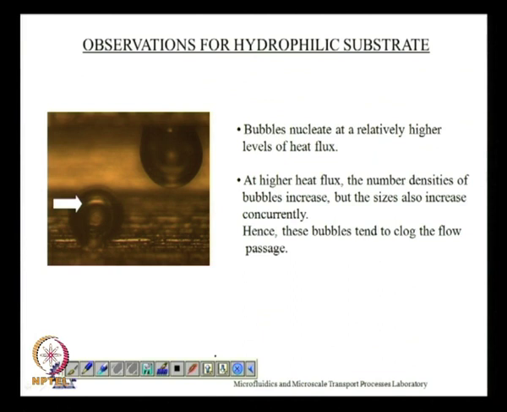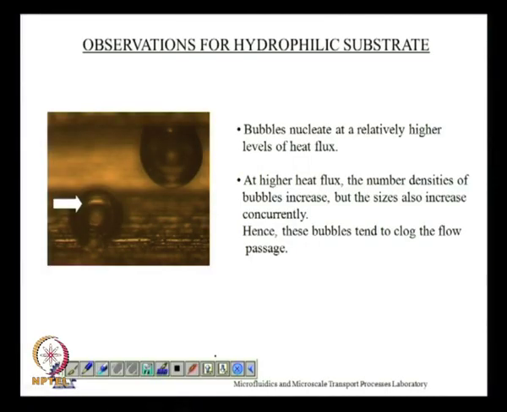If it is large, then you need extra superheat in order to nucleate the bubble, to make the change of phase. And so, comparatively larger heat fluxes are necessary to have a bubble formed on a hydrophilic surface. At higher heat flux, the number density of the bubbles will obviously increase, but the size also increases concurrently. So, the bubbles will tend to clog the flow passage more in a hydrophilic surface than in a hydrophobic surface.